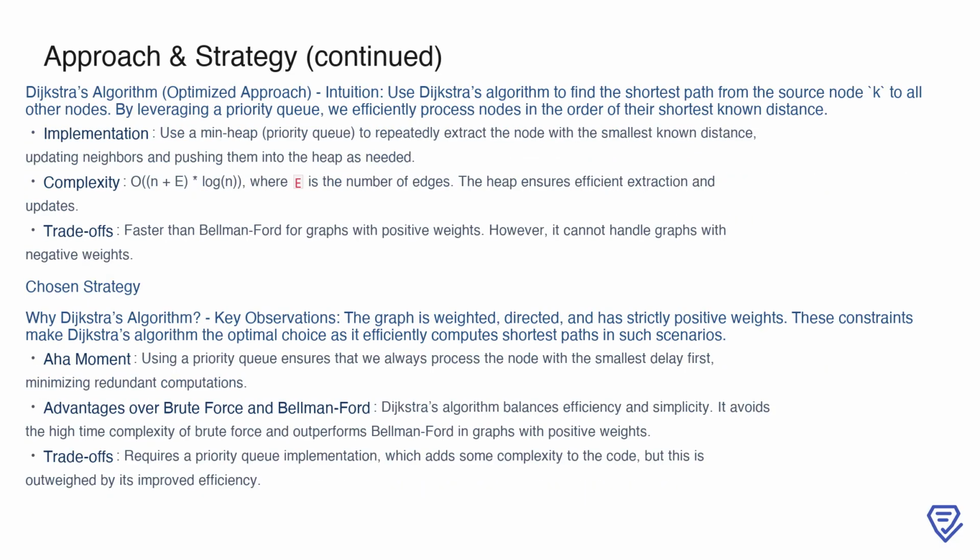Dijkstra's algorithm provides a more optimized approach for this problem. By leveraging a priority queue, it efficiently finds the shortest path from the starting node to all other nodes in the graph.